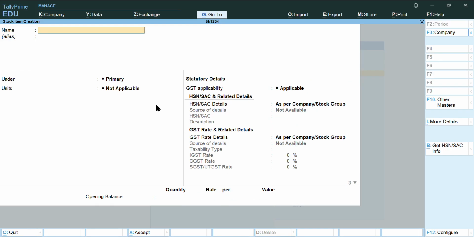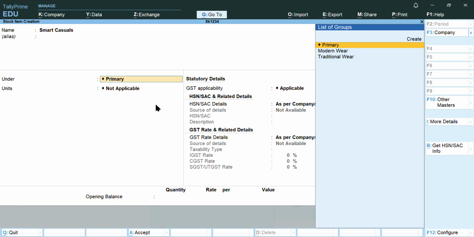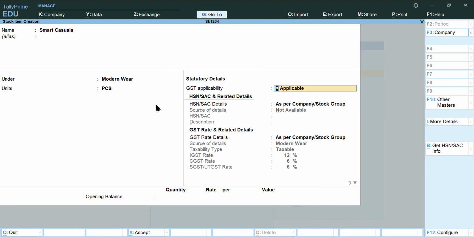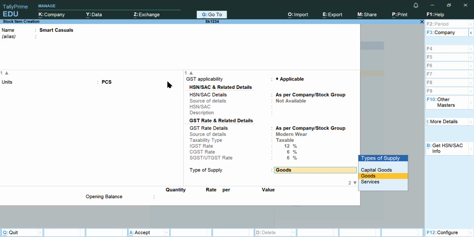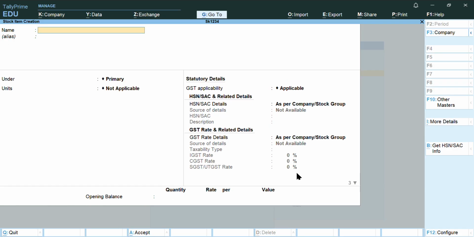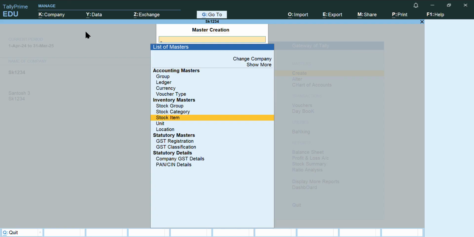Third one was smart casuals. So smart casuals. Now under the category modern wear. Again, pieces are applicable, GST applicable, and see it has already given rate because we have mentioned that in the groups. Now its quantity was 100 units of 600 rupees each. Okay, so that gives us accepted, yes. Now go back, escape from this screen.